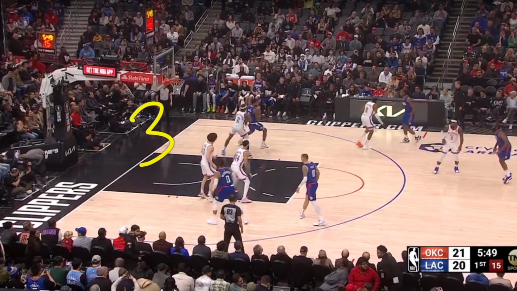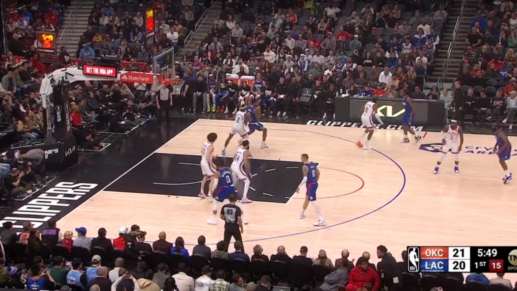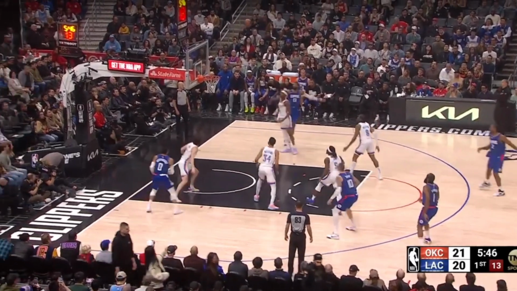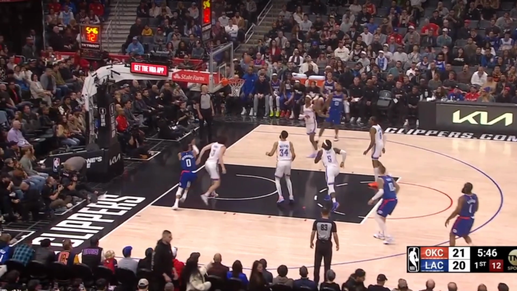Okay, so really quickly, in this game, Paul George scored a massive 38 points. How did he do that? Well, one of the ways is what we see right here. He was able to take a quick jab step, creates that distance between himself and Shea, and that allowed him to be able to make that shot.